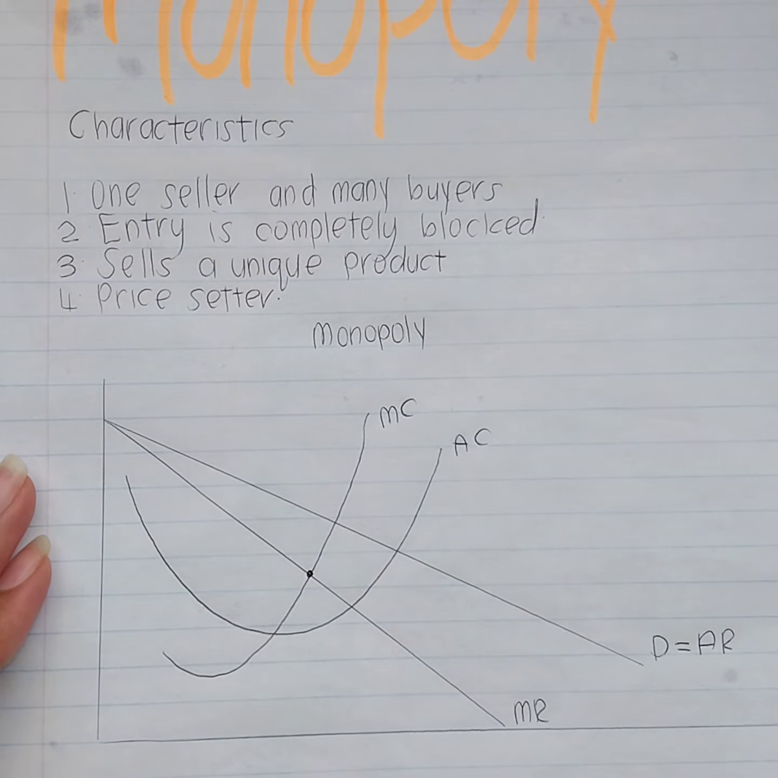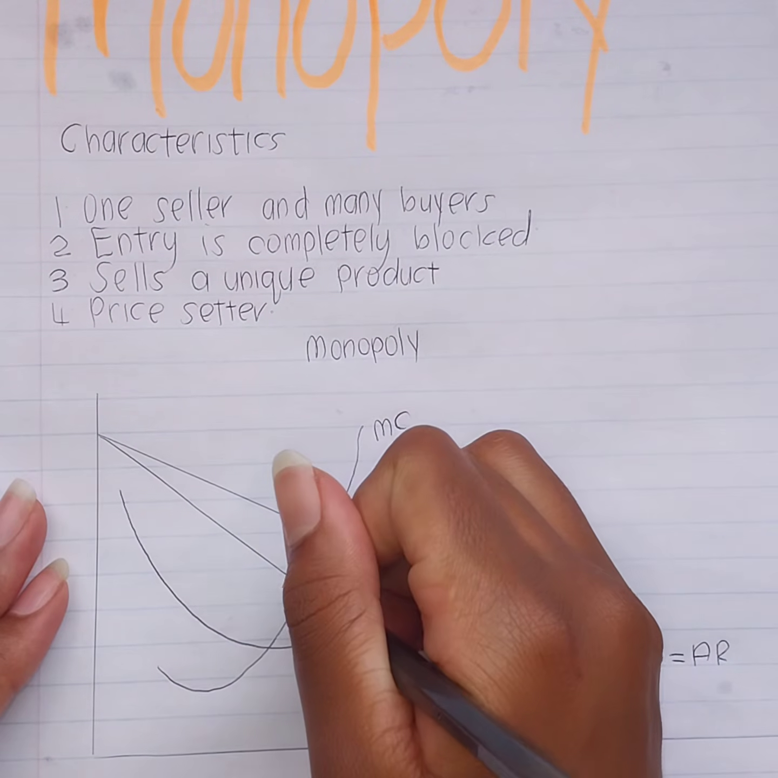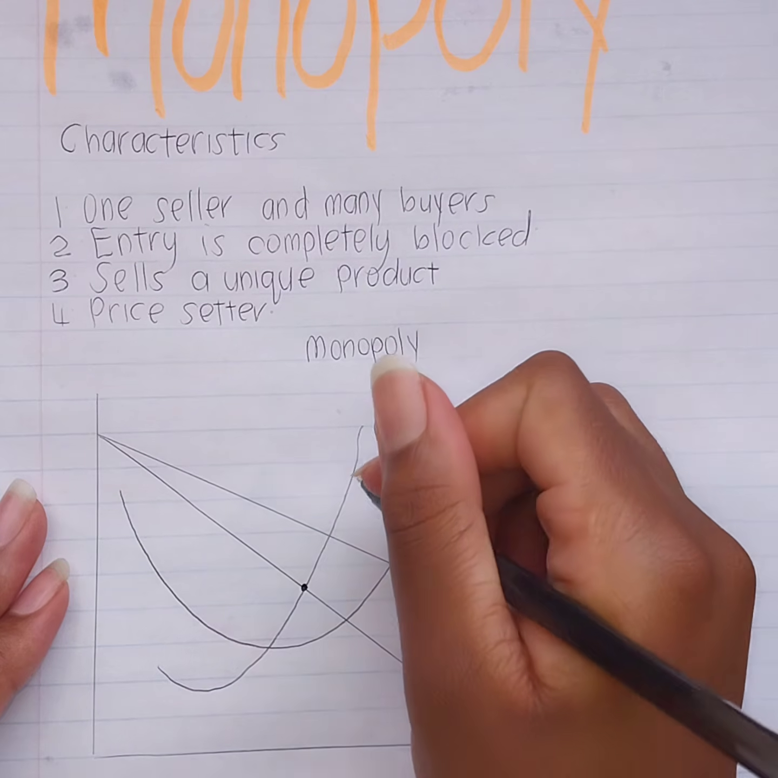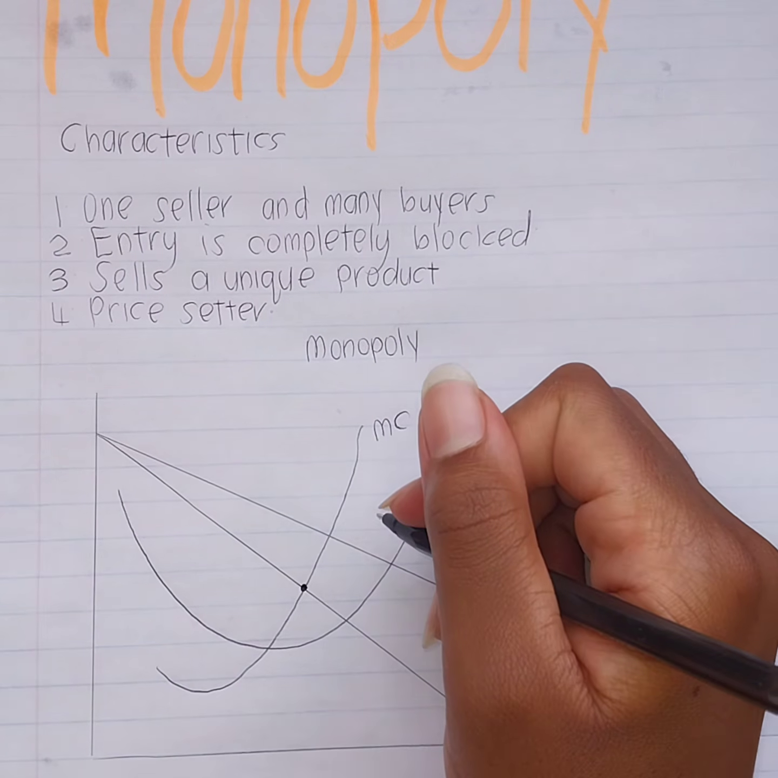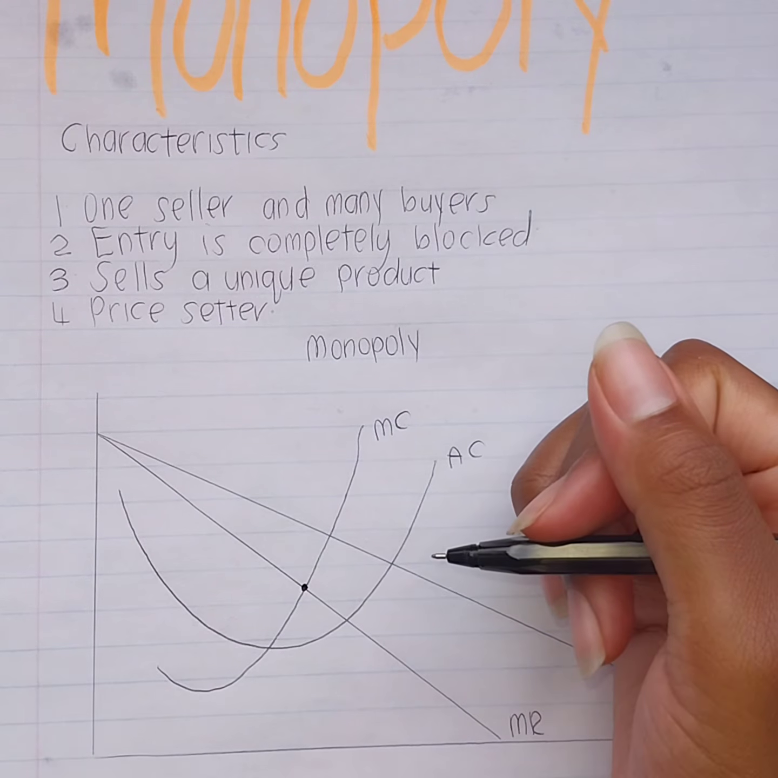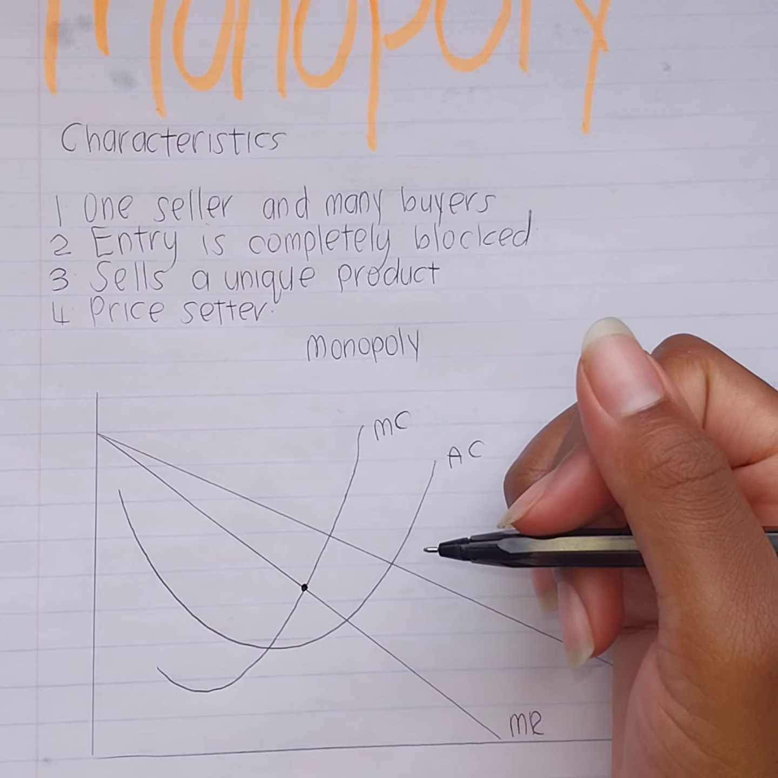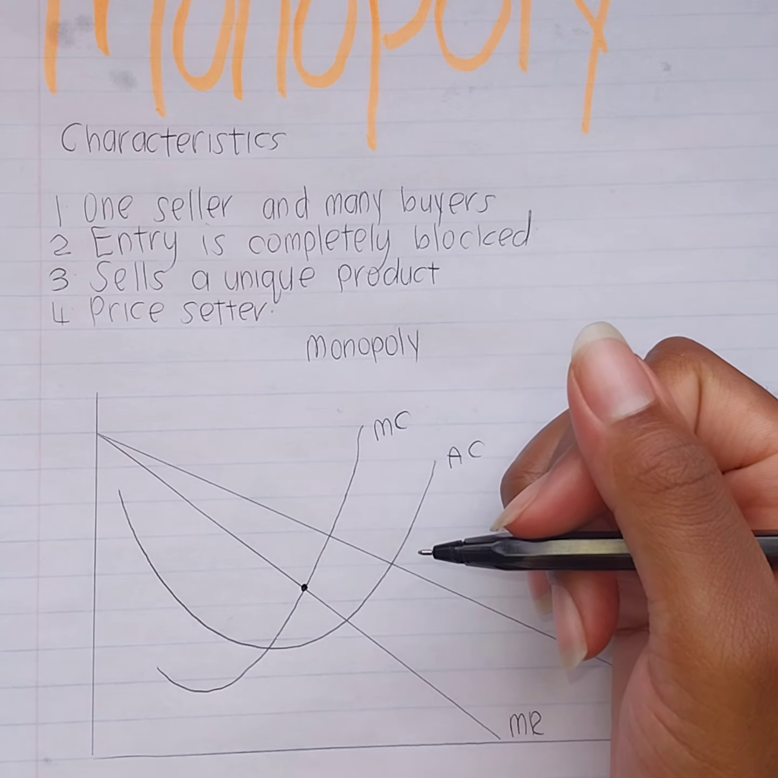So let us just look at how to determine your economic profits, right? Firms always produce the quantity where the MC is equal to the MR, regardless of the market structure, be it you are a perfect competitor, a monopolistic competitor, or a monopoly. You always produce where the MR is equal to the MC, right?